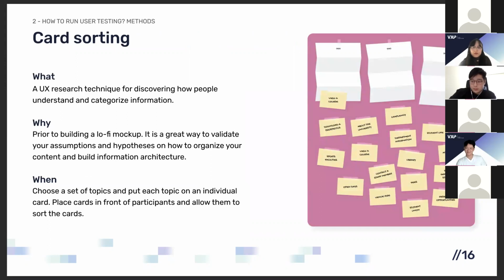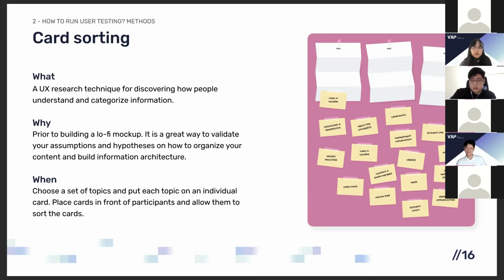And here we have another user testing method. It's called card sorting. It is used to discover how people understand and categorize information. It's a great method for prioritizing content and features in the user interface. So usually it's done prior to building a low fidelity mockup, where you want to discover how people understand things and group different keywords together. It is a great way to validate your assumptions and hypotheses on how you organize your content and build your information architecture.